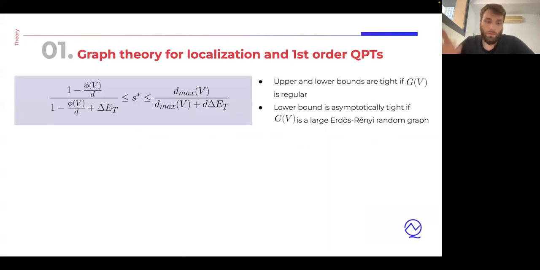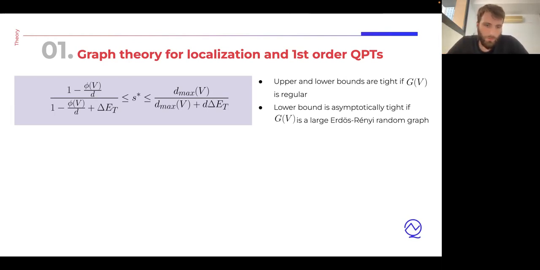About these bounds: they are actually equal when the induced subgraph is regular. So if all the nodes in the subgraph have the same number of neighbors in the subgraph, then this graph is regular, and both the maximum degree bound and the conductance bound will meet. Additionally, the lower bound will be asymptotically tight if G_V, the induced subgraph, is a large Erdős-Rényi random graph.